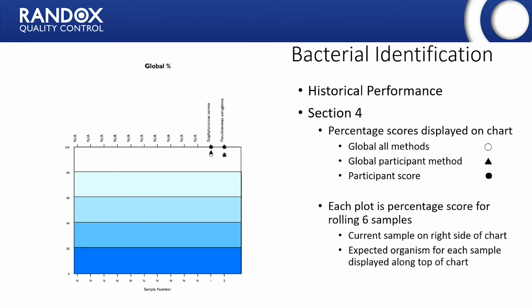Last section is really where we're displaying the lab's performance compared to the historic performance for global all methods and global method. We're not displaying the country scores on this chart, so it's only the participant against the global all methods and the global method, or the method that the participant's actually using. Obviously, the three icons, or the three symbols, are what you get displayed on the actual chart.